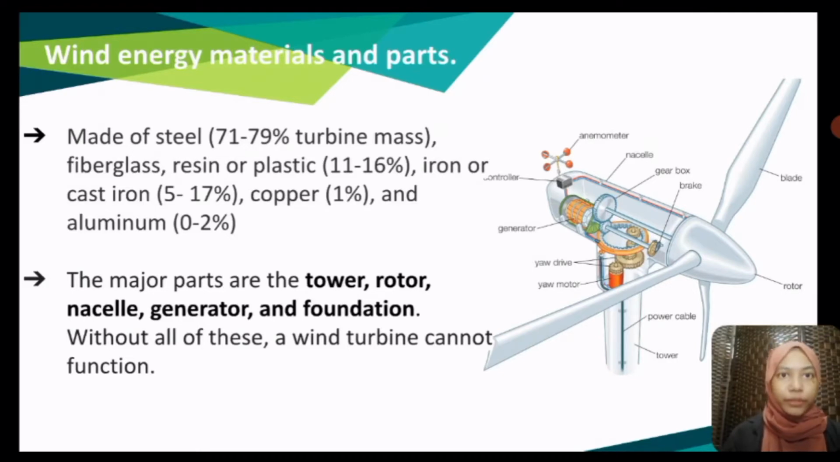So for the tower, it depends on the blades and the location. So the circling of the blades is the diameter for the tower. The rotor is a rotating part in a wind turbine and it's attached with three blades. So the nacelle is the housing on the top of the wind turbine where all the components are inside it.